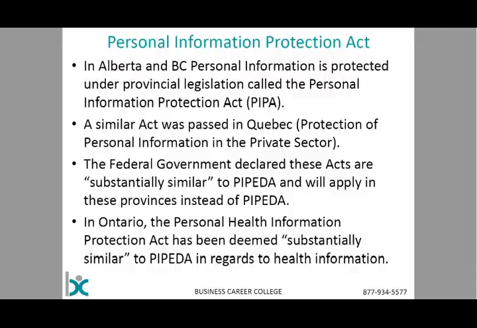In Ontario, the Personal Health Information Protection Act has been deemed substantially similar to PIPEDA, but only in regards to health information. So when we talk about PIPA, we're talking about all personal information in Alberta and BC. The Protection of Personal Information in the Private Sector Act applies to all personal information in Quebec. And then the Personal Health Information Protection Act applies in Ontario, but only to health information, not to all personal information.